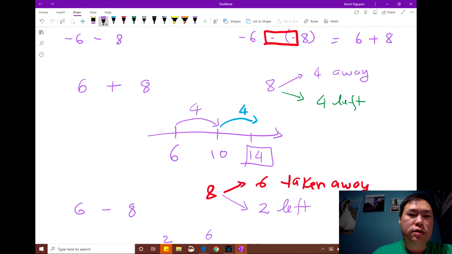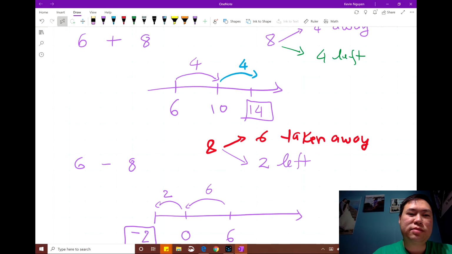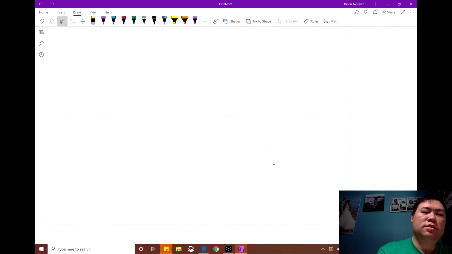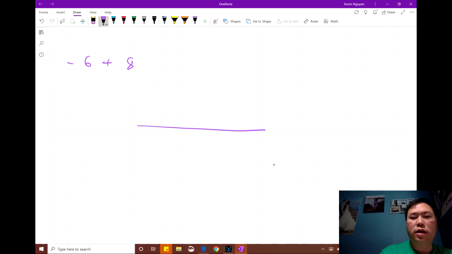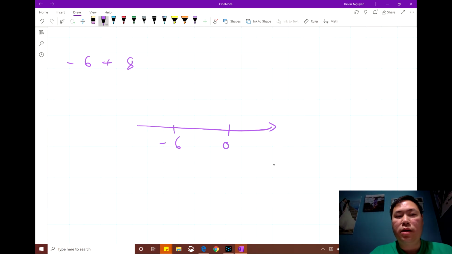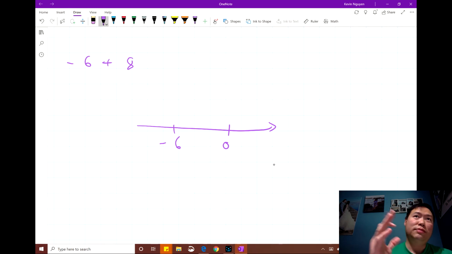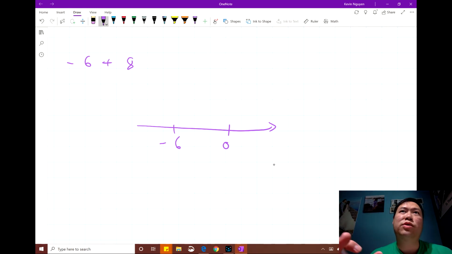Okay. Next one, -6 plus 8. Alright, so same thing. -6 is a negative number. It's going to be on the left of 0. Right? So we got a 0 here. We got a -6 here. And then we're going to add 8 to that. So we're supposed to add more to the -6. And I know since 8 is more than 6.